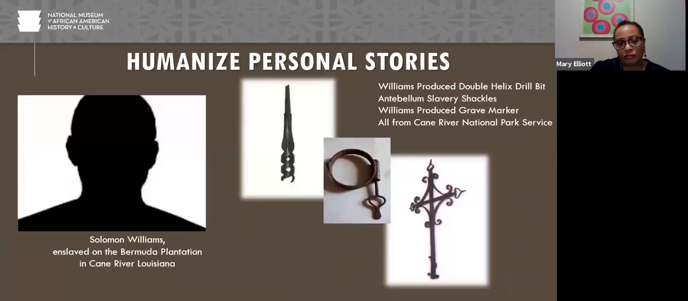Again, that same quote. We looked at the story of enslaved African Americans through the lens of life, work, and enslavement. This is Solomon Williams, who was enslaved on a plantation in New Orleans, in Louisiana. He created this double helix drill bit without any education as an enslaved blacksmith. He used those same skills to create this ornate grave marker for his wife and dozens of others. And then as an enslaved man, he was responsible as a blacksmith to create the restraints on the plantation. This allows us to look at life, work, and enslavement to give layers to his story.